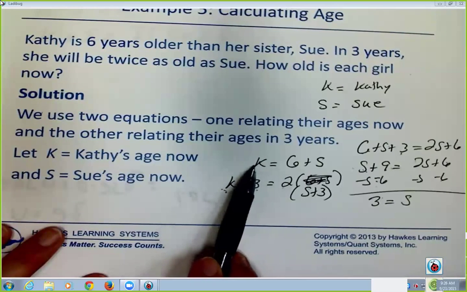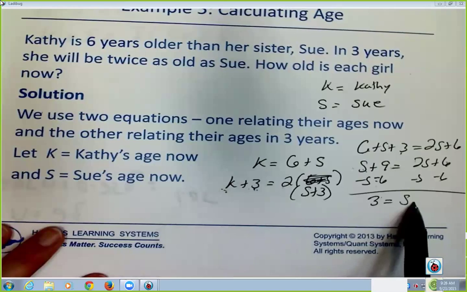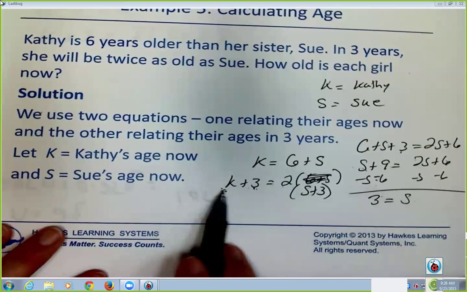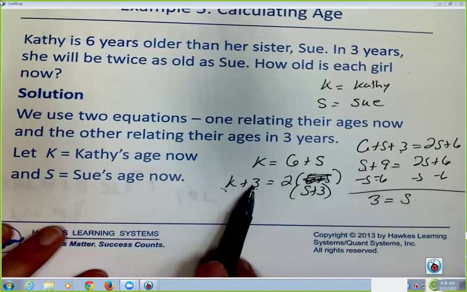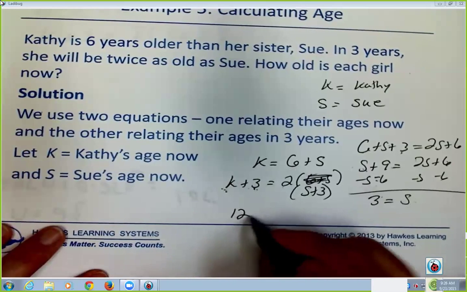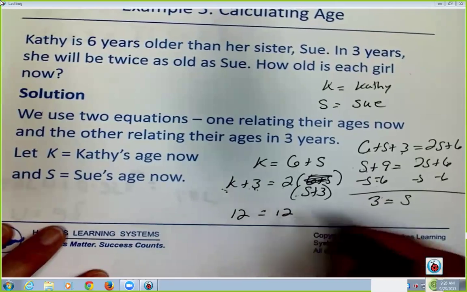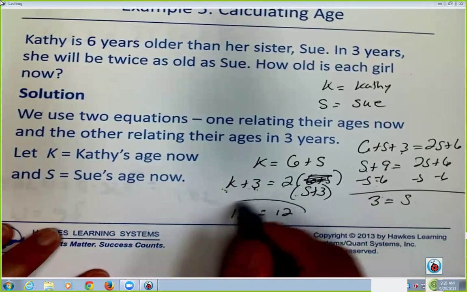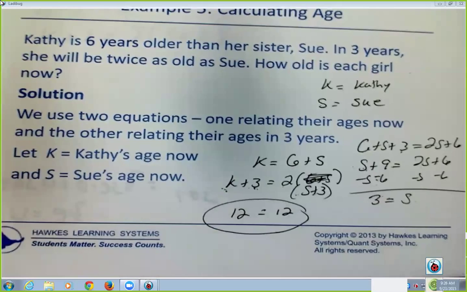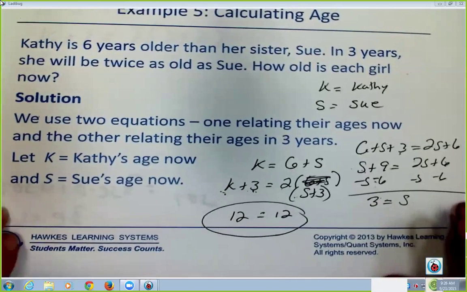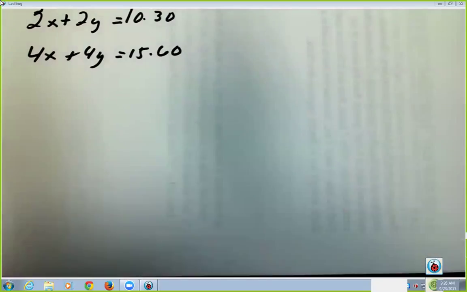So Kathy is going to be 9, and Sue is 3. So 9 plus 3 is 12, and 3 plus 3 is 6 times 2 is also 12. So we ended up working out correctly. So we're good. Thanks for catching that one on me. Okay. So that's what happens with that piece and coming up with it.